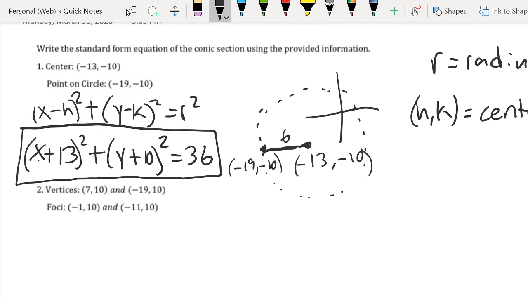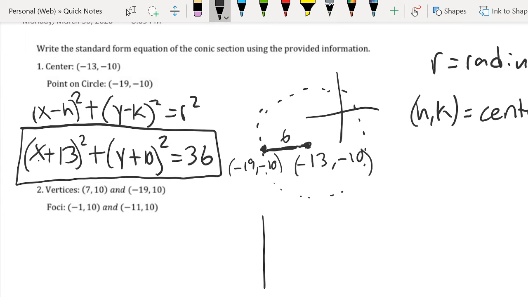So for the next one, again, the whole point of this is to find the standard form equation of the conic section, meaning figure out what it is and then make an equation for it. So we need to figure out what it is and then make an equation for it. Number 2 might not be a circle, and in fact, it has 2 vertices and 2 foci, which means it's definitely not a circle. It's something else.